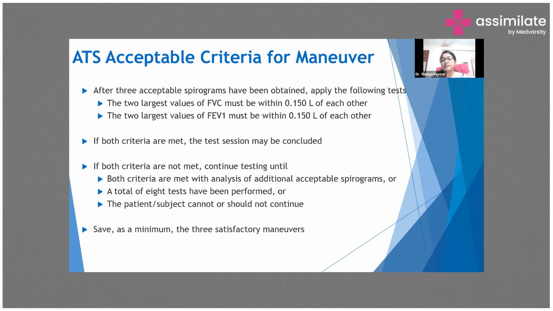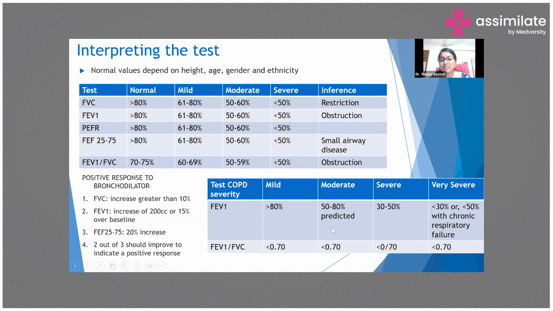But if the difference between subsequent spirometer readings is more than 150 ml, then you will have to continue to test till this criteria is met, or till you have tested a total of 8 times, or if the patient is not able to continue. If you are able to get the values well, then 3 readings will be the minimum. So this is how we interpret the spirometer reading.